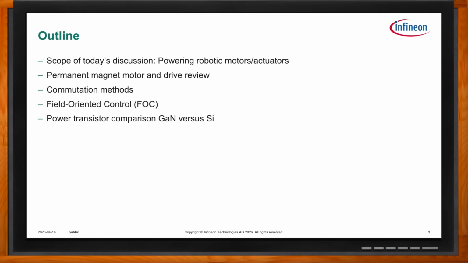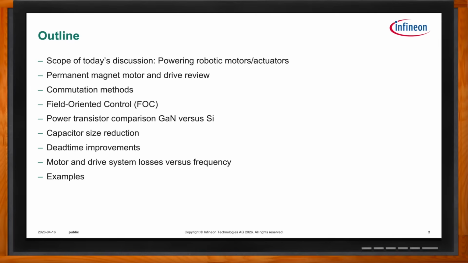Then we'll look at the effects of going to higher switching frequencies and using different transistor types that will affect the size of the drive. It will improve torque ripple through dead time improvements. And then we'll finally put it all together and look at what the total losses are, not just the drive, not just the transistor, but the system, the motor and the drive together. That, I think, will bring it all together to show that all of these things together as a system work to improve overall efficiency and density.